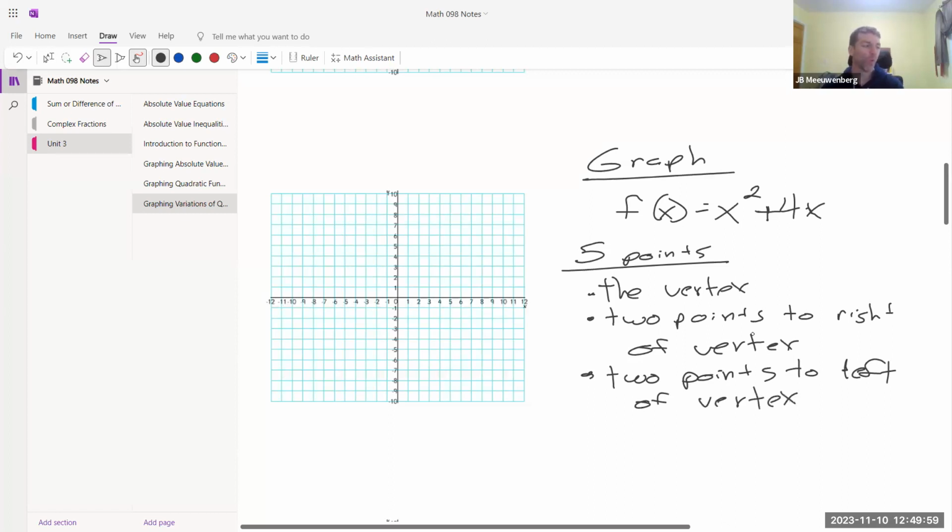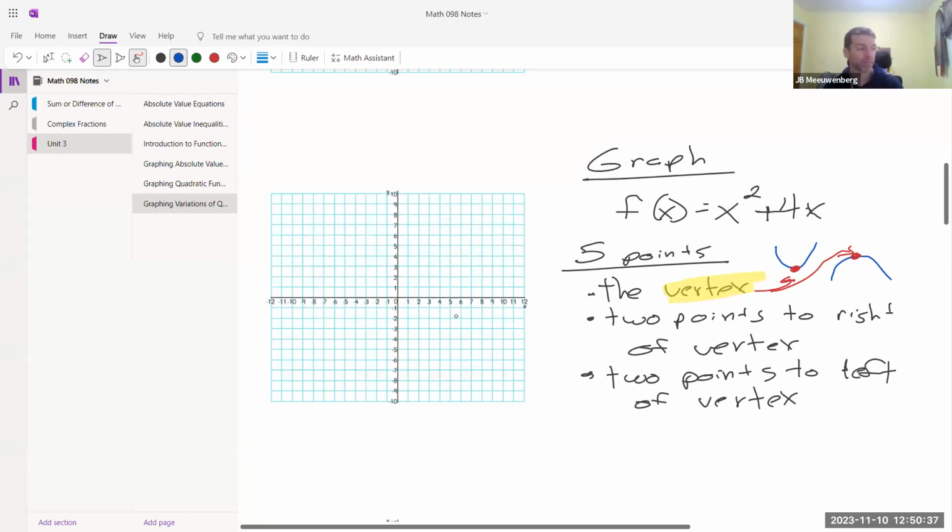So, what's the vertex? What does that word mean? Well, in any parabola, whether it is facing upward or whether it's facing downward, there's always going to be a point that is at the very bottom or at the very top. That is called the vertex. So what we need to do is find where that point is going to be. So that's going to be our first job when we're graphing any quadratic equation.